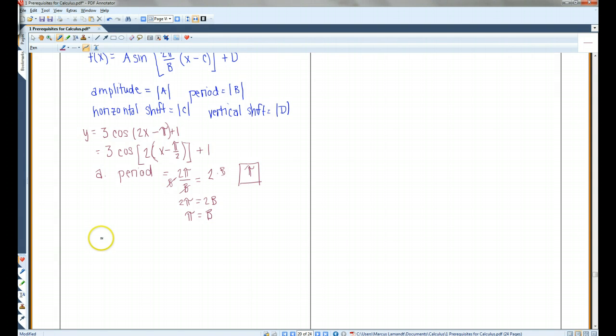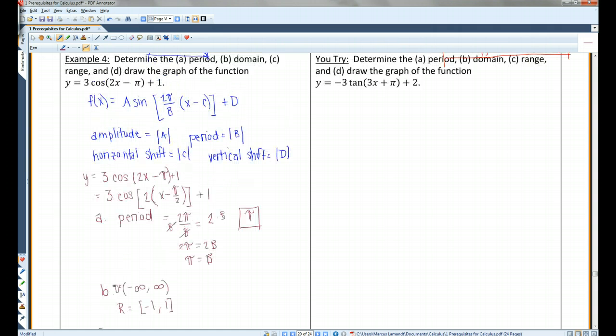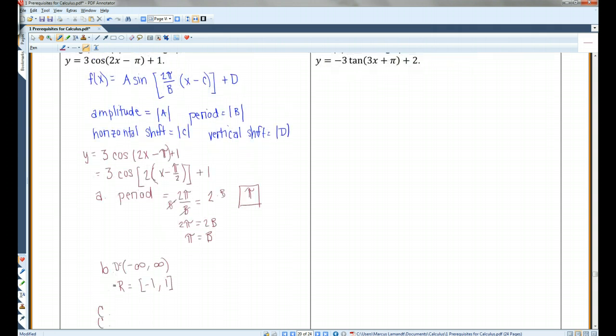Domain and range. You guys all should know that cosine looks like a wave. The domain goes on and on in both directions. And the range goes from negative 1 to 1. Oh, I guess that's B and C.